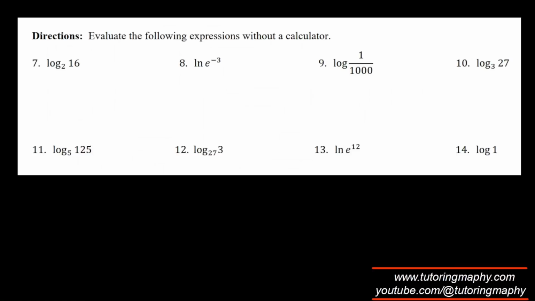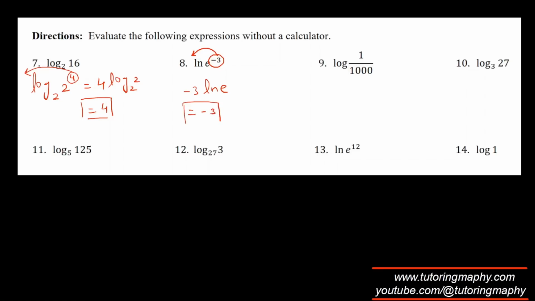Right, we have to evaluate the following. So we have to use the properties of log. Over here, I'm going to rewrite this as log of 2 raised to 4, right? 16 is 2 raised to 4 and this 4 is just thrown outside. So it will become 4 log of 2 with base 2, which is just 4. This negative 3 is thrown outside. So this will become negative 3 ln e, which is equal to negative 3. That is the answer.